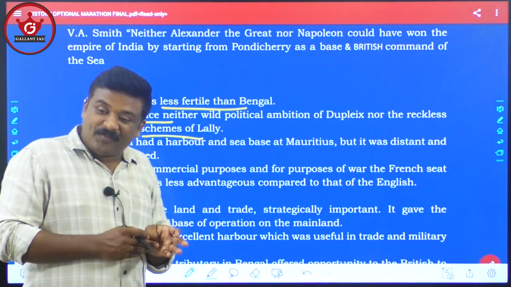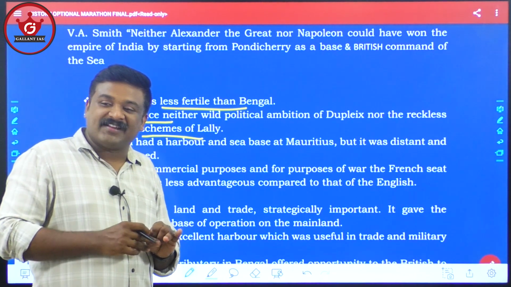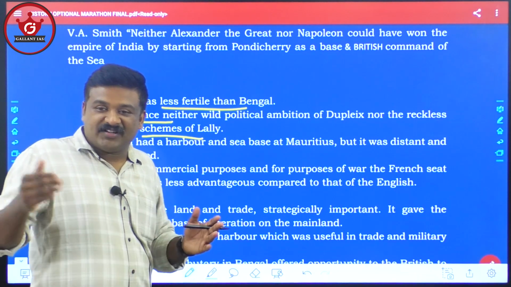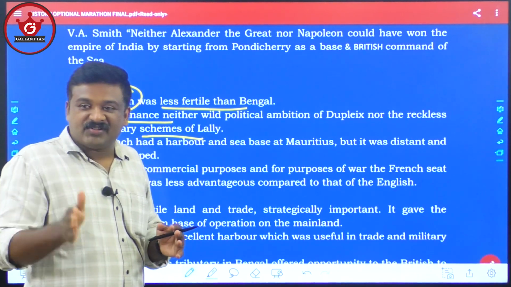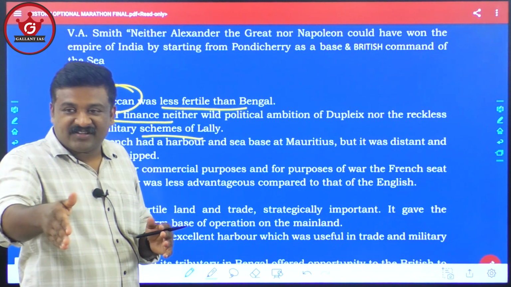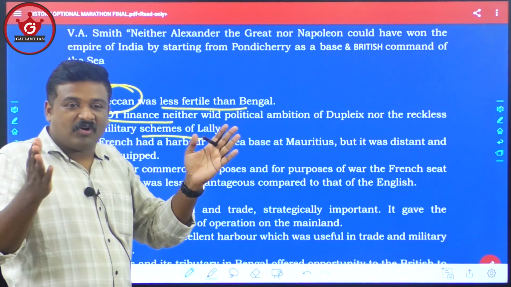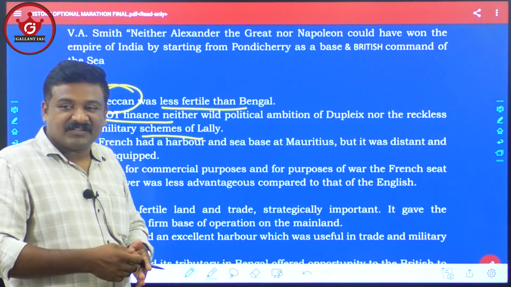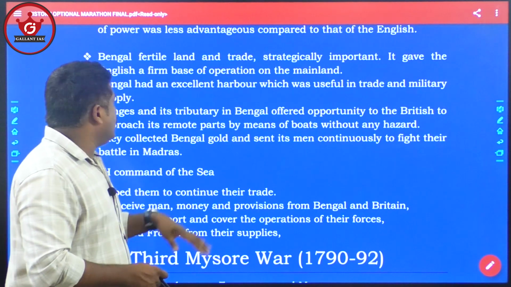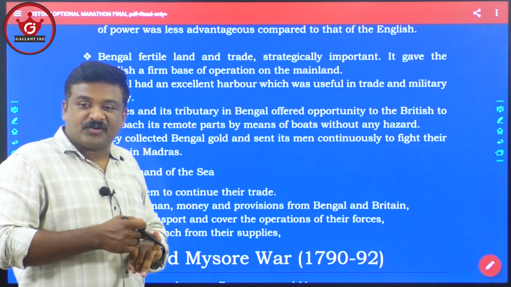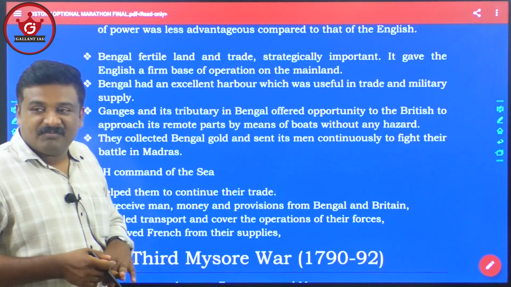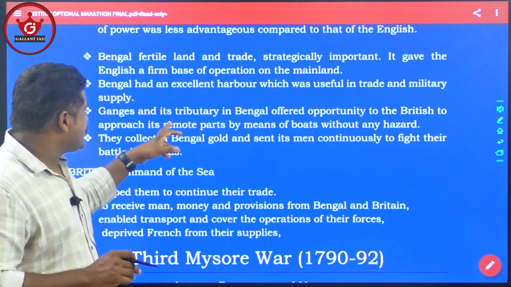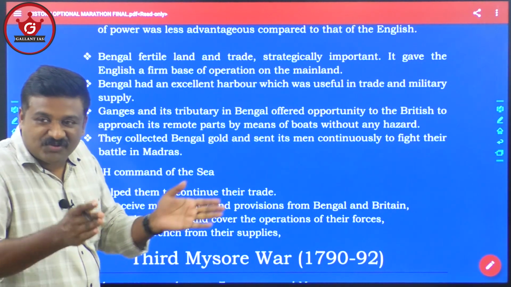Now, Bengal had fertile land and strategic trade. Bengal was commercially, strategically, diplomatically and militarily important. Very easily you can take the army from Britain to Bengal, and from there you can mobilize to all four parts. That is also an advantage. It has an excellent harbor, useful not only for trade but also for military mobilization and the supply of arms and ammunition. The Ganges and its tributaries offered access in all four directions.